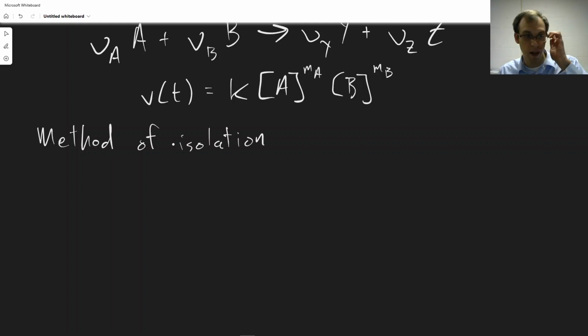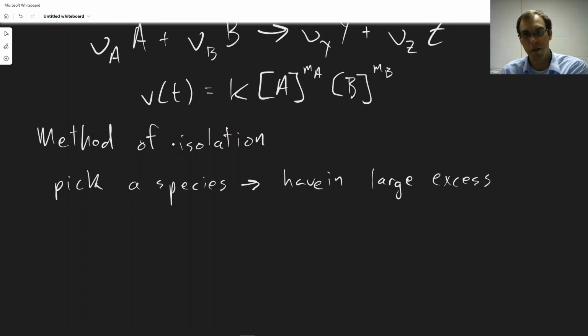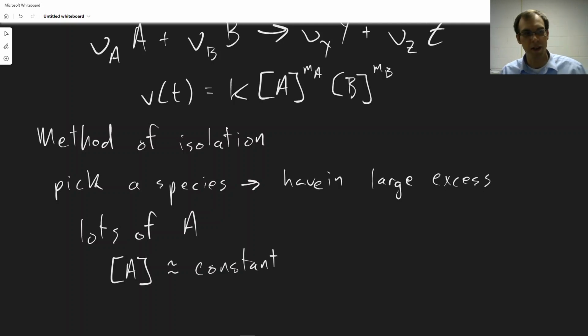And the idea behind this method is we pick one of the species and have it present in a large excess. And the idea behind that is that if you have an excess, even as the reaction goes on, that concentration will stay constant. So let's say our example here with A and B. If we have lots of A, then the concentration of A, even as a function of time, will be approximately constant. So a little bit of A is going to react and form products, but most if there's not very much B for it to react with, not much will change. And what that lets you do is change the concentration of B and monitor that and see how does that concentration affect how fast things go.